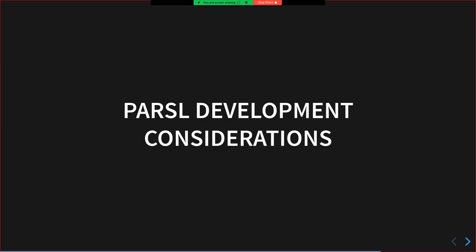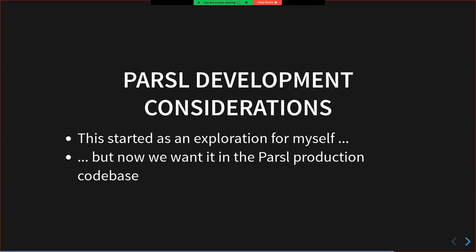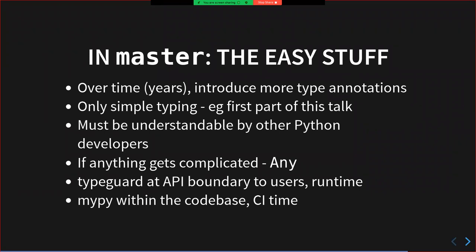So now I'm going to talk about some of the development considerations when developing the parcel library. This work started, as I said, as an exploration for myself, but now we want some of this to go into the parcel production code base. Now that we've seen that there's value to be had, I'm going to split that into the easy stuff and the hard stuff. So the easy stuff we put in master, and over the years, we've gradually been introducing more type annotations as we go. This hasn't been a primary focus of our development work at all. We've just been accumulating them.